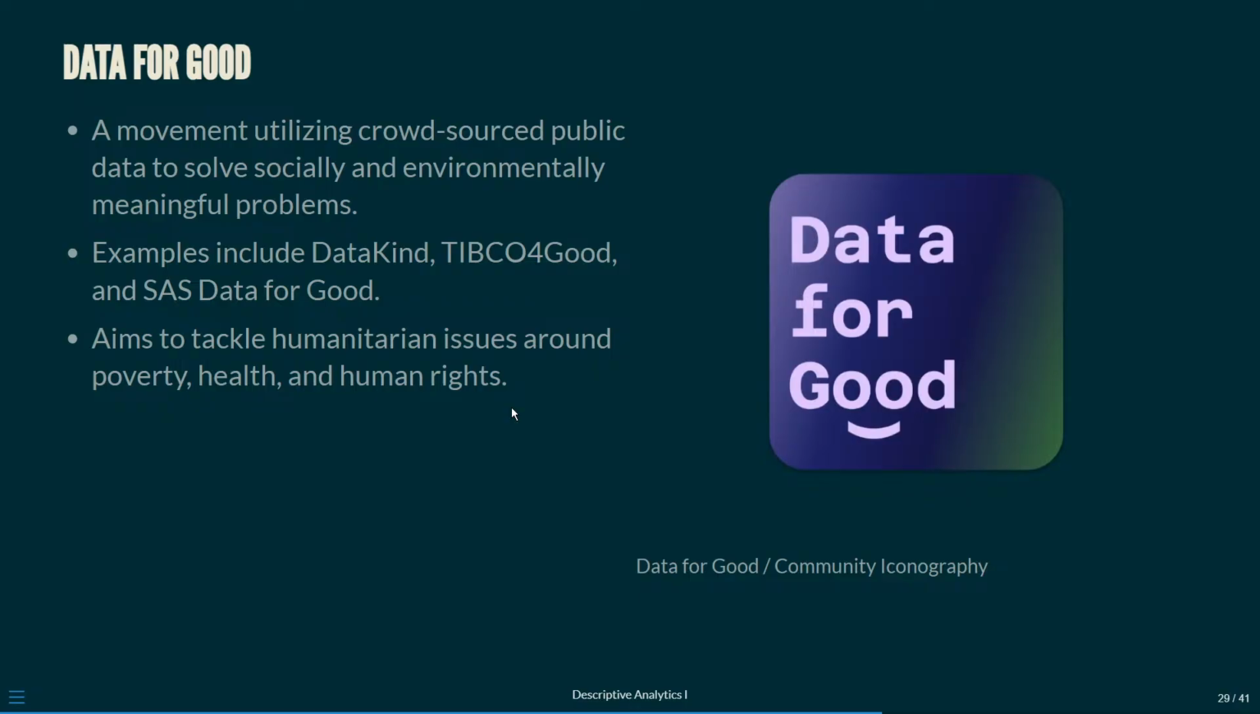And we also have data for good. This is a movement utilizing crowdsourced public data to solve socially and environmentally meaningful problems. The main notion is that data should be free, especially for solving critical problems that are socially and environmentally viable. Examples for this include DataKind, TIBCO for Good, and SAS Data for Good. This aims to tackle humanitarian issues around poverty, health, and human rights.